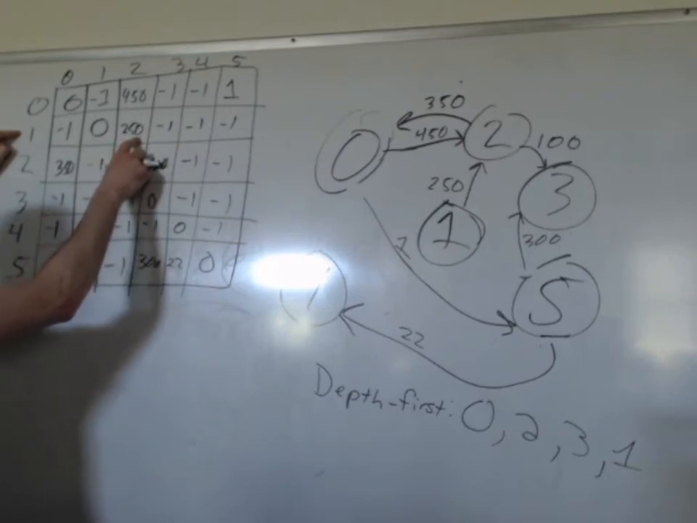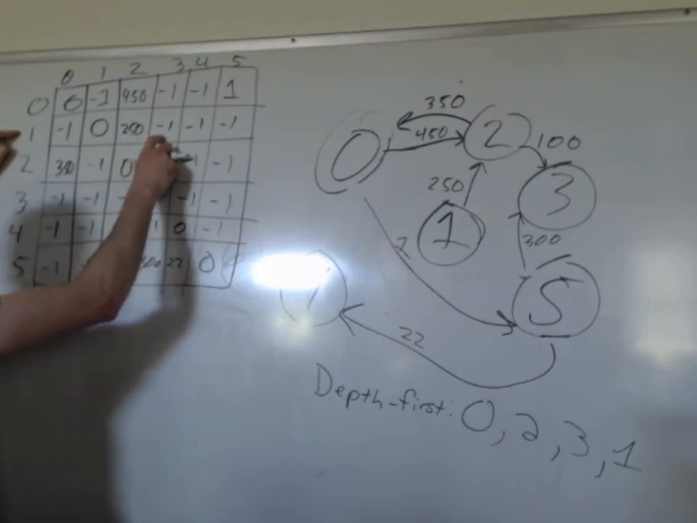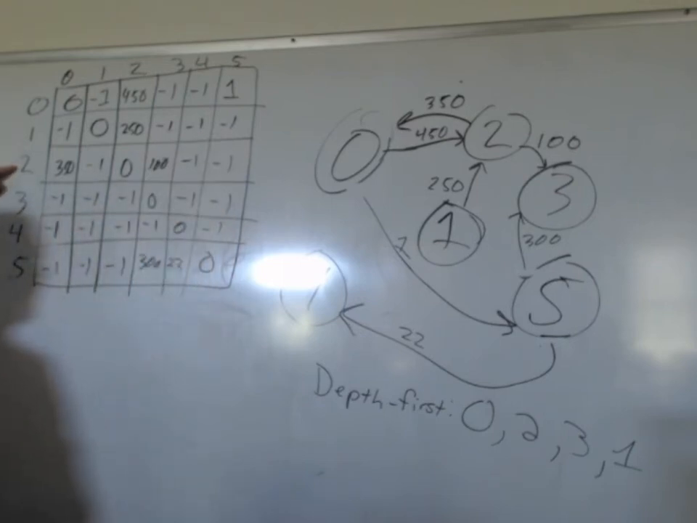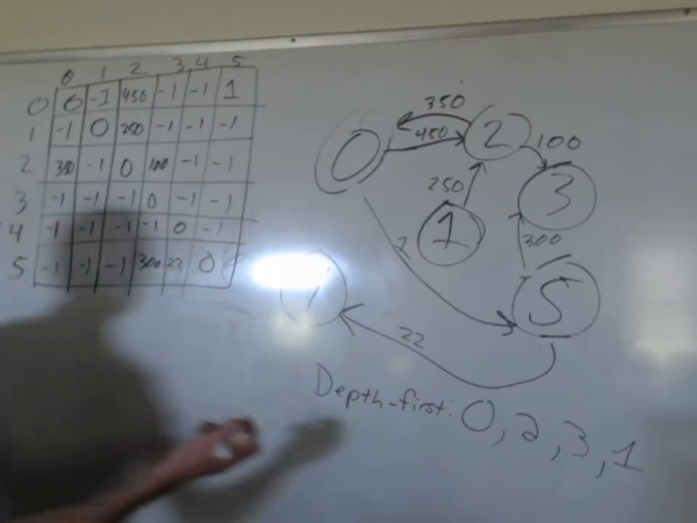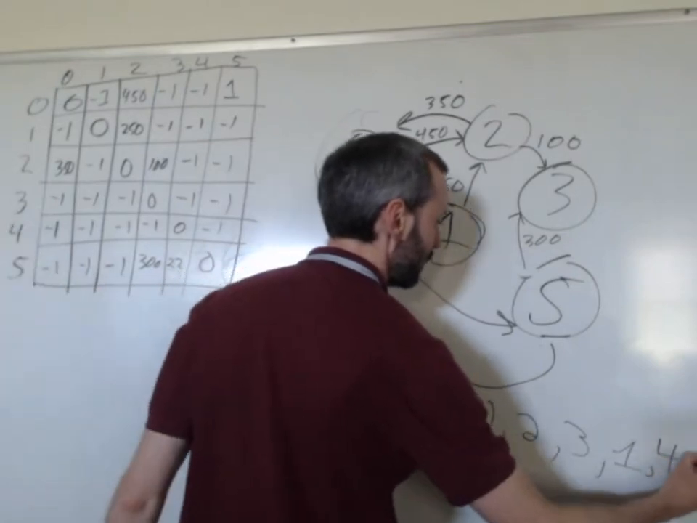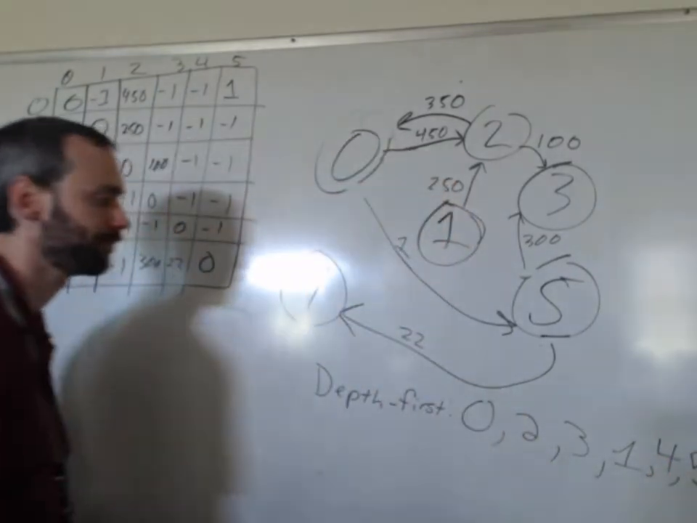Can't go, can't go. We go to 2. Have we visited 2 already? Yes, so we don't do anything. Have we visited 3? Yeah. Have we visited 4? No. Well, yeah, we haven't. I'm sorry. We haven't visited 4, so put that in there, and then you visit 5. All right.